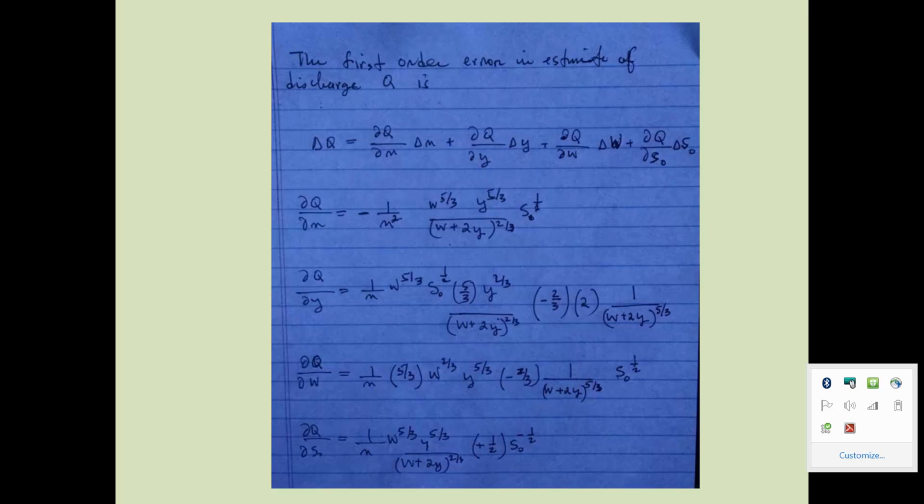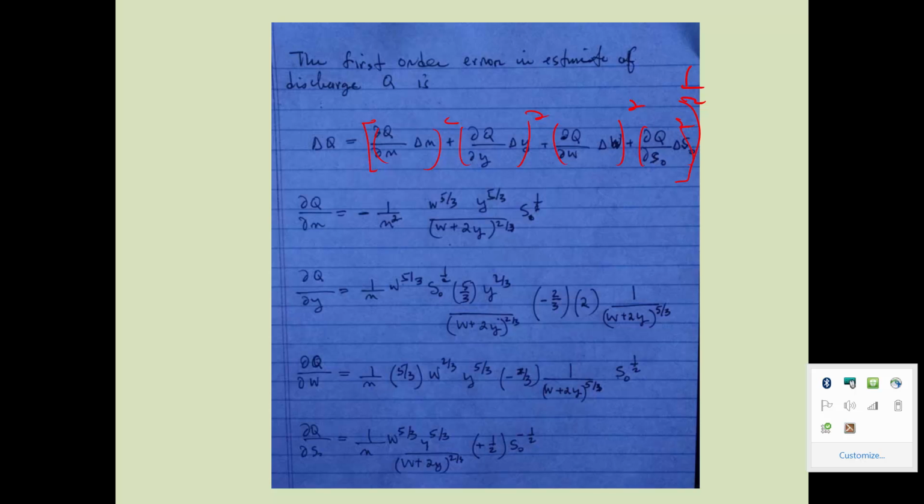Alright, so our first order error analysis in the estimate of the discharge Q is going to be equal to dQ/dn delta n plus dQ/dy delta y plus dQ/dw delta w plus dQ/dS0 delta S0. And this is somewhat of a mistake, because this should be squared. This quantity here should be squared, and this quantity here should be squared, and we're taking the 1/2 power of that sum.